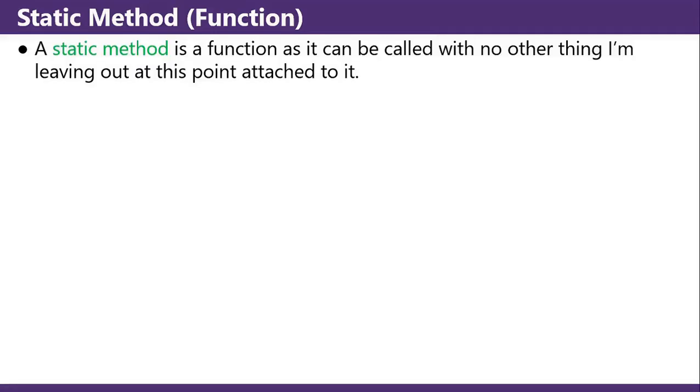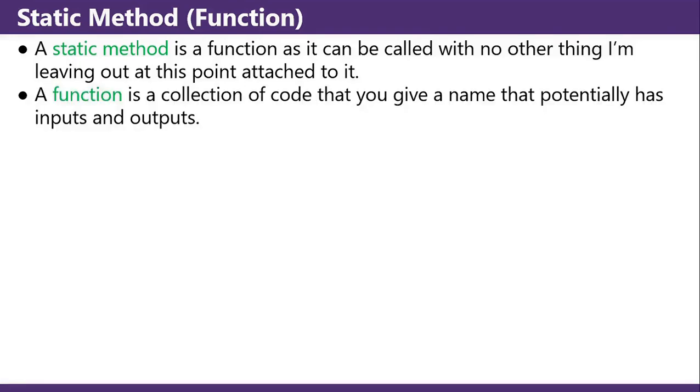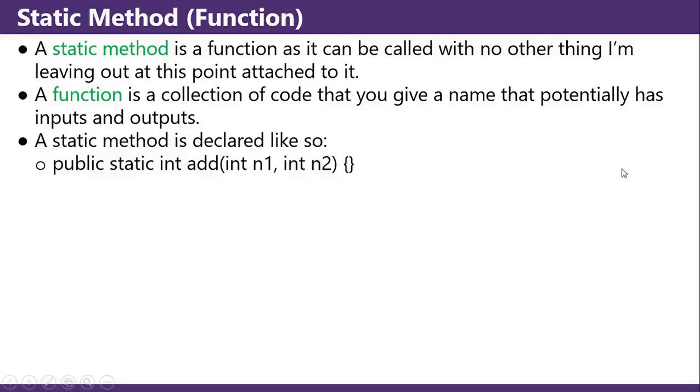Methods and functions. A static method or a function. A static method is a function, as it can be called with no other thing, I'm leaving out at this point, attached to it. A function is a collection of code that you give a name that potentially has inputs and outputs. A static method is declared like so: public static int add(int n1, int n2).